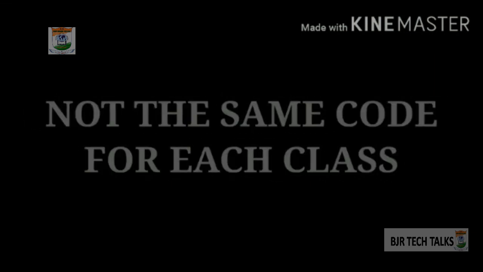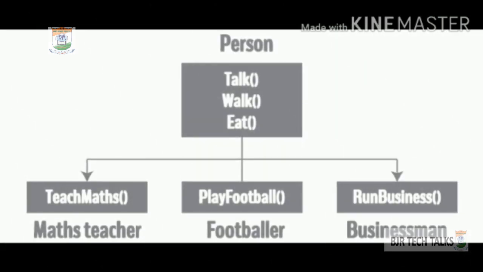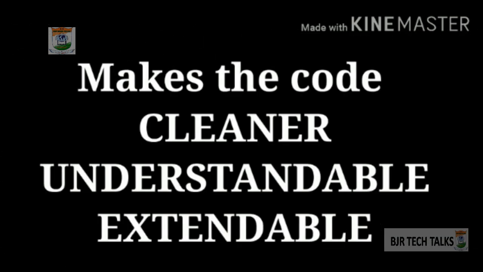Using inheritance, you don't implement the same code for walk and talk for each class, you just need to inherit them. So for math teacher, which is a derived class, you inherit all features of a person, which is a base class, and add a new feature, teach maths. Likewise, for a footballer, you inherit all the features of a person and add a new feature, playing football. This makes your code cleaner, understandable, and extendable.